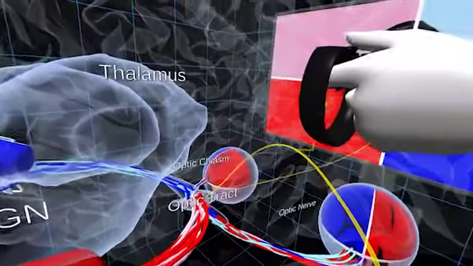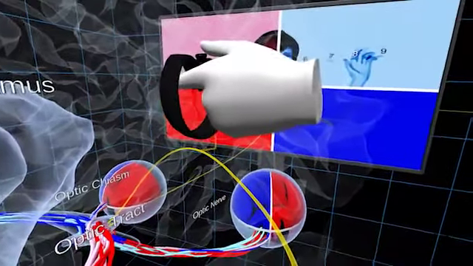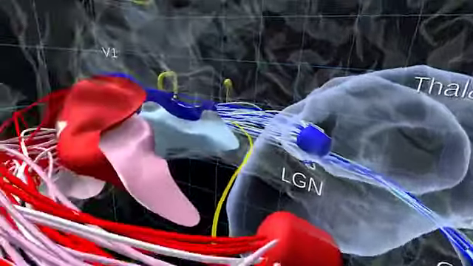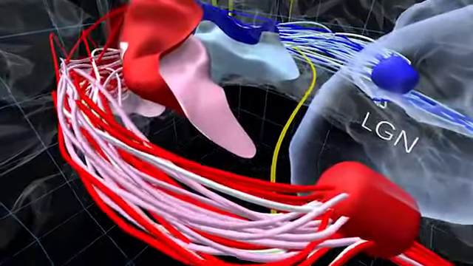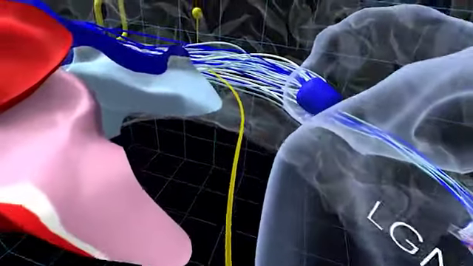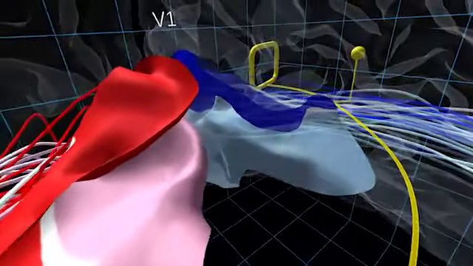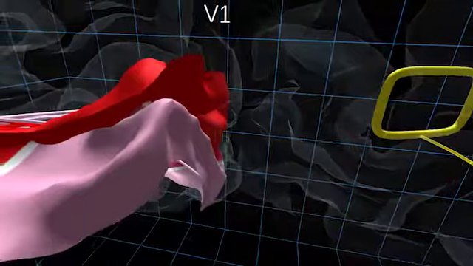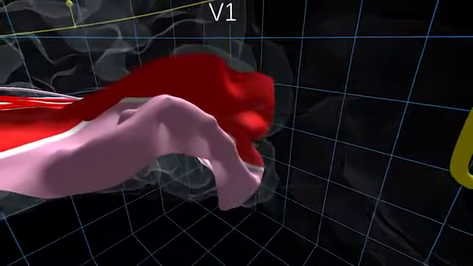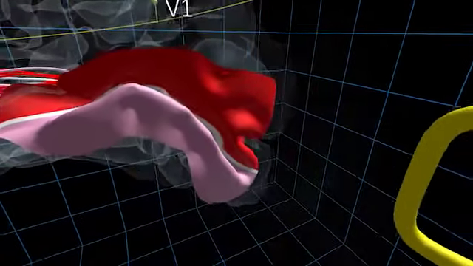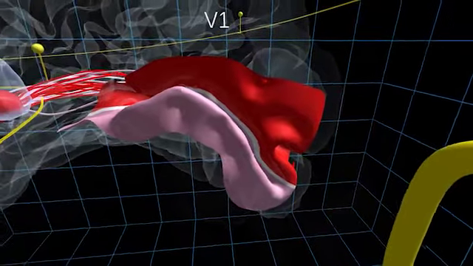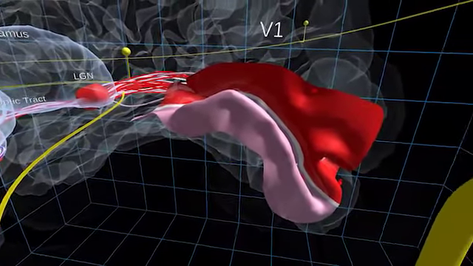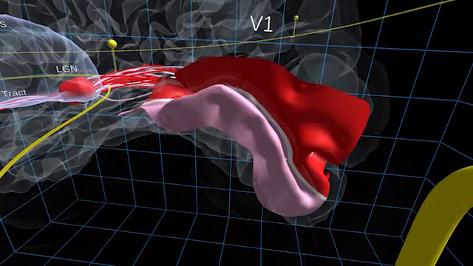Keep following the track. The next destination of the visual pathway is primary visual cortex, or V1. V1, also known as primary visual cortex, contains a complete map of the visual field on the surface of the brain. This is a feature known as retinotopic organisation.